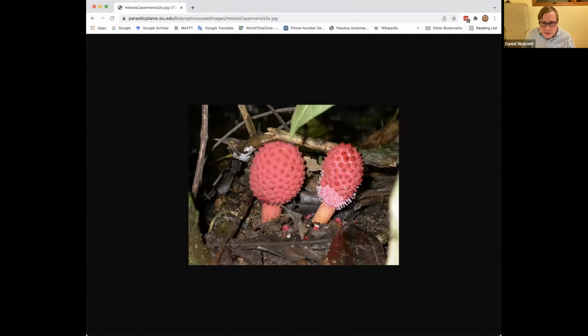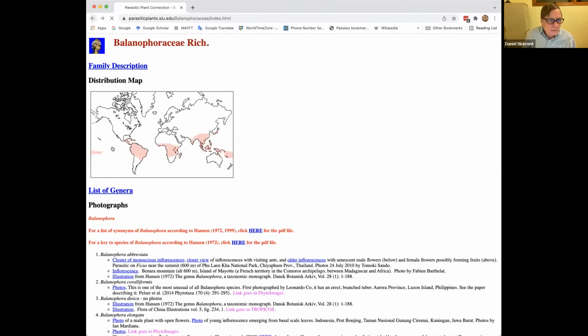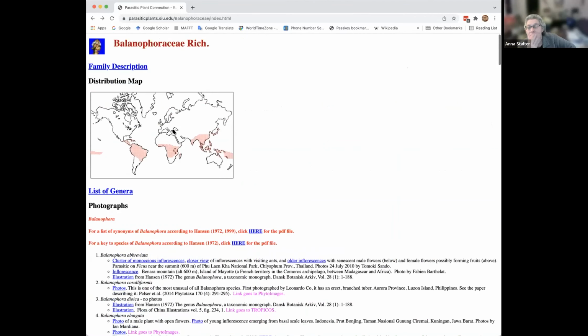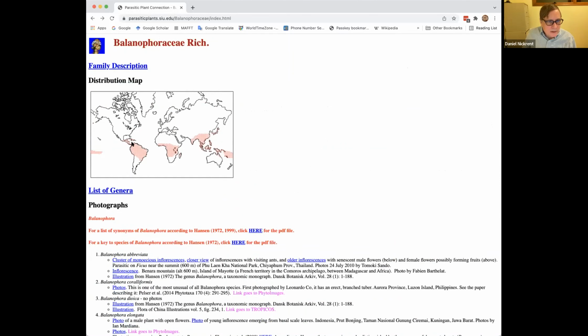Look at that thing. So those are the hexagonal scales. You can see they're still attached, and then they drop, and underneath are the flowers. It's really beautiful. That's a holoparasite, of course. Helosis and Corynaea are close relatives in this New World group of Balanophoraceae. So that's the parasitic plant connection. You see lots of Helosis pictures, and Langsdorffia too. There's the distribution: you see them in Central America all the way down into South America. Corynaea occurs there, as well as Helosis.